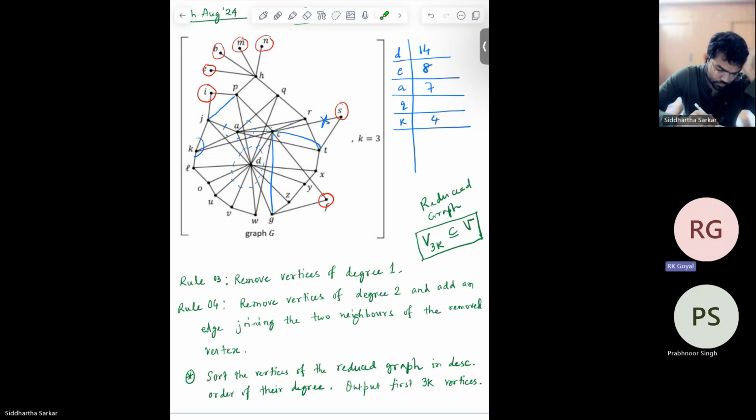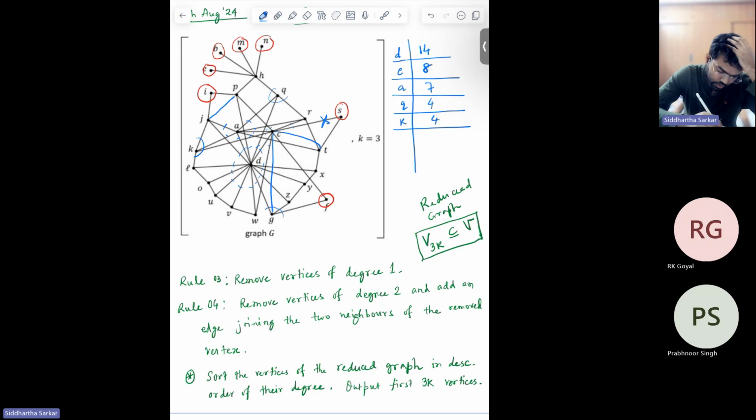Oh, K is not the neighbor of S. Fine. S is connected to C and T. So the degree of K is 4 then. All right. Yeah, the degree of Q is also 4. Let's identify some more 4 degree. This is also 4 degree after we have added the edge.